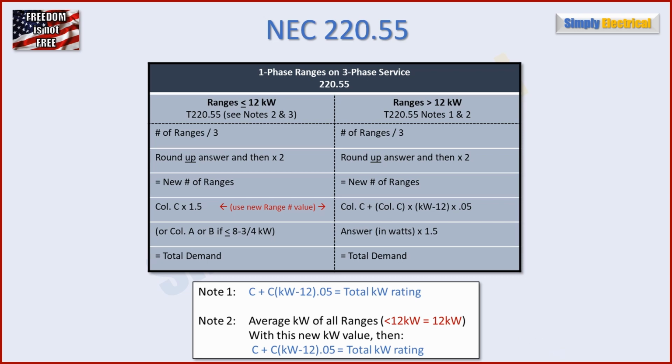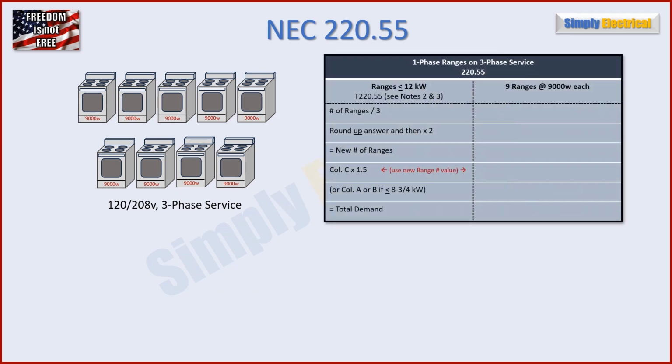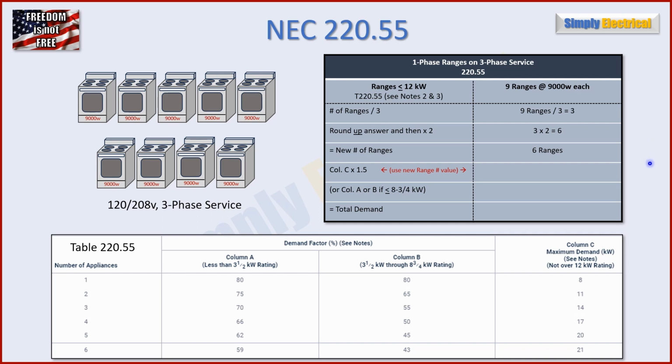Now let's take our example and run through it. Here we have our 9 ranges at 9,000 watts apiece, only this time they're on a three-phase feeder. So we just need to plug in our data to the table, and since our ranges are less than 12 kW, we will use the left column. We have 9 ranges divided by 3 equals 3. Round up if we need to, which we don't, and we get 6. So our single phase number of imaginary ranges is 6. Now we go to table 220.55 and go down to 6 ranges. That gives us 21 kW for our value.